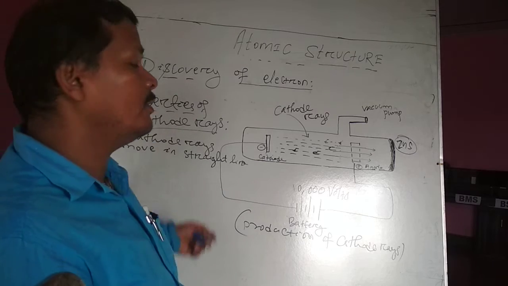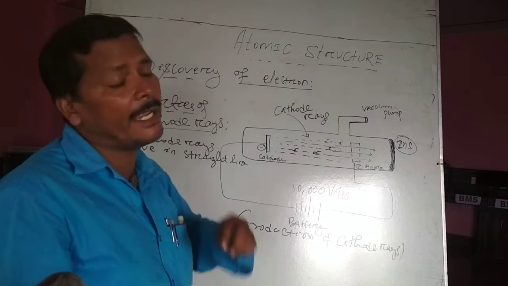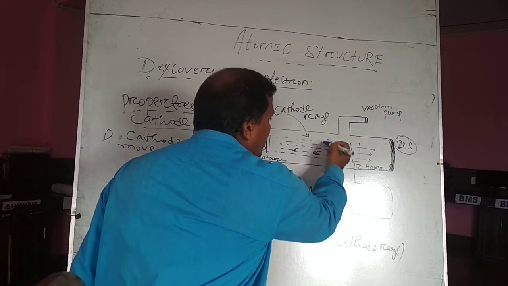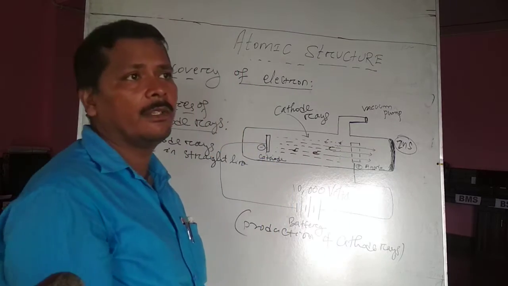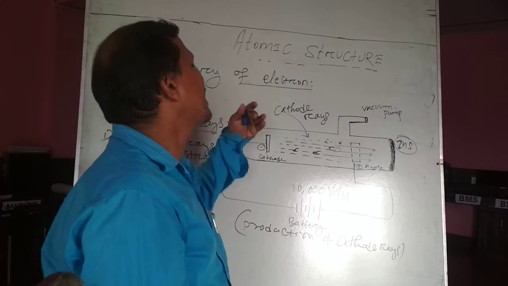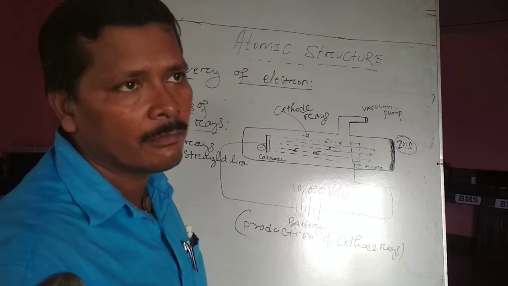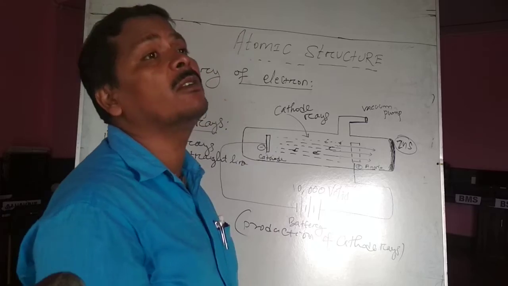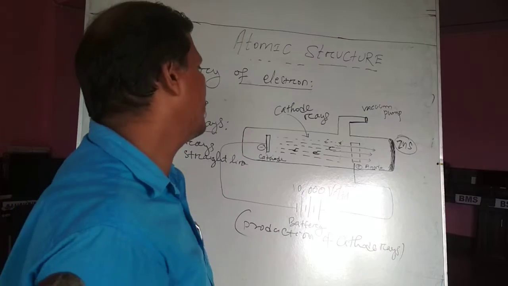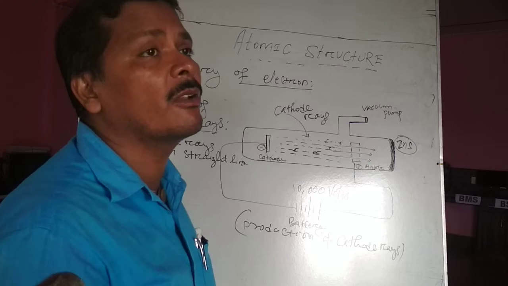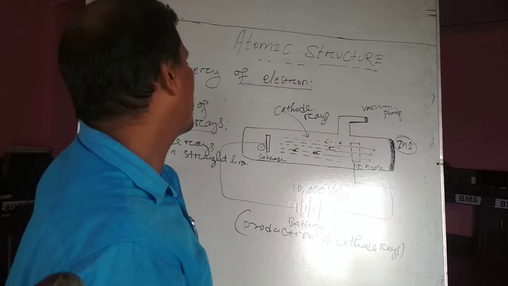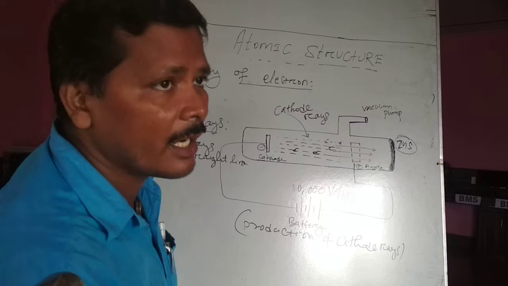How was it confirmed that these rays move in a straight line? When an object was placed in between the cathode plate and anode plate, its shadow was produced. So from that it was confirmed that rays are passing in a straight line. Cathode rays move in a straight line.